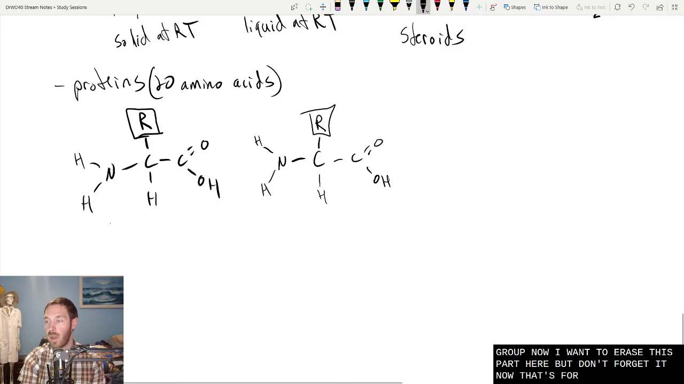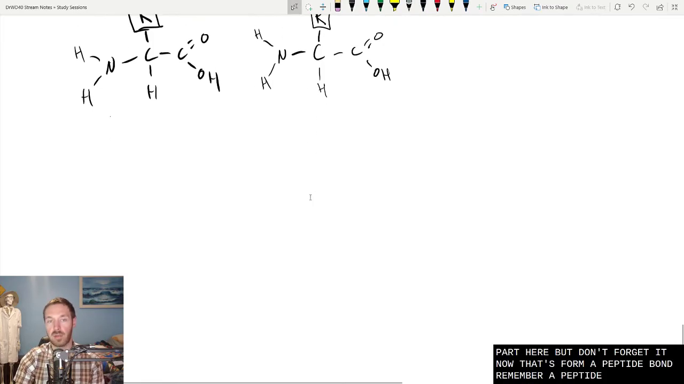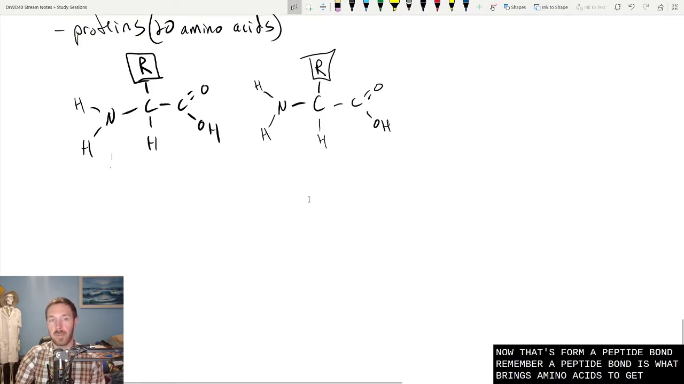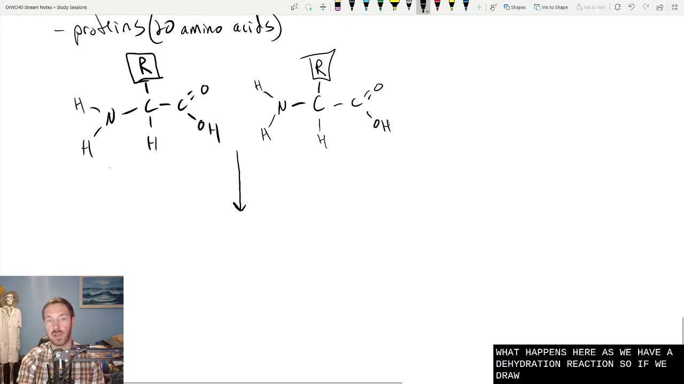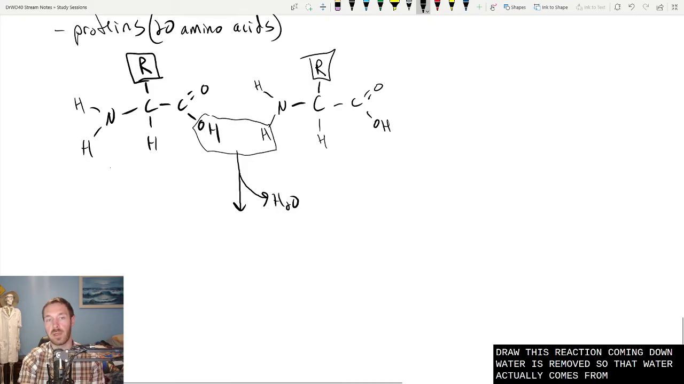Now let's form a peptide bond. Remember, a peptide bond is what brings amino acids together. Now what happens here is we have a dehydration reaction. So if we draw this reaction coming down, water is removed. That water actually comes from right here. So that OH and that hydrogen release water. Now this bond will form between that carbon and that nitrogen.